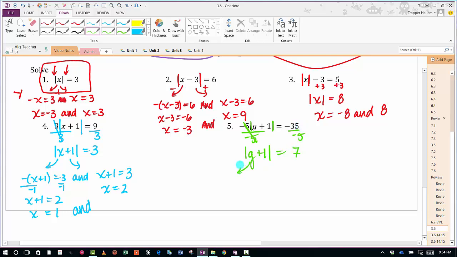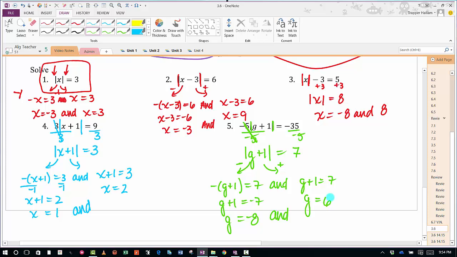Now I'm going to go ahead and separate this into my negative version and my positive version. See how this is going? You're starting to see this pattern? Excellent. So I'm going to get negative the term inside the absolute value, which is g plus 1 equals 7, and g plus 1 equals 7. That's my positive. Divide that negative to the other side, so I find g plus 1 equals negative 7. And then I'm going to finish this up, subtract 1 to the other side, so g equals negative 8. And subtract that 1 to the other side, g equals 6. So there it is. g is equal to negative 8 and g is equal to 6.